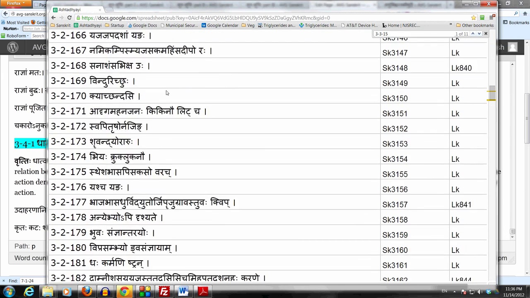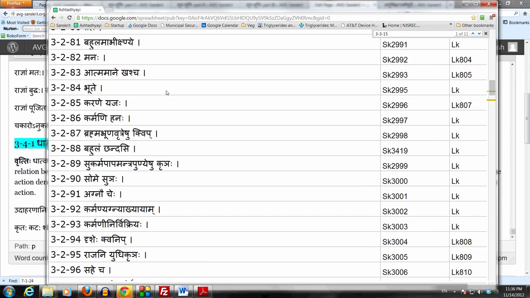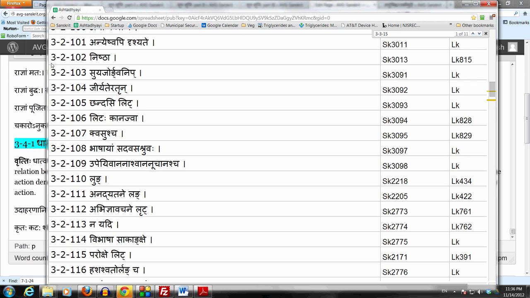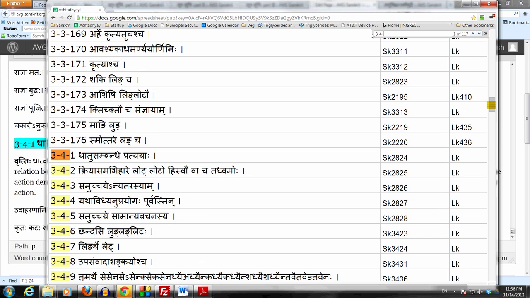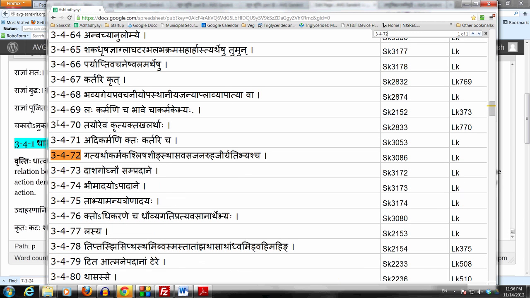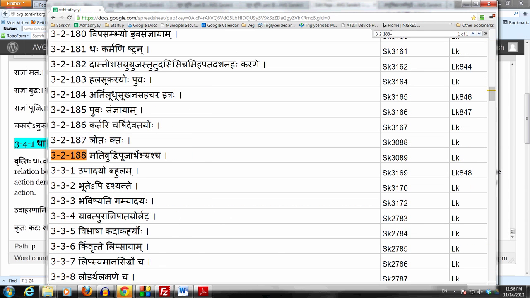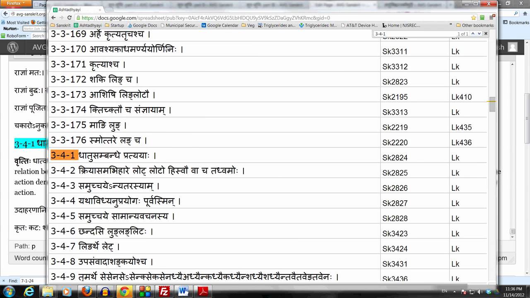As a default, it is used only in the passive because of 3.4.70 tayor eva kritya ktakhalarthaha. But then we have studied 3.4.72, which allows us to use kta in the active sense following those verbal roots mentioned there. We also have studied 3.2.188, where we saw the affix kta used in the present tense. And now we are studying 3.4.1, which is a broader sutram, but which also will affect the usages of the affix kta and allow it to be used, for example, in the future tense. So please keep this in mind, and now we'll start deriving the forms which result when we add this affix kta or ktavatu.